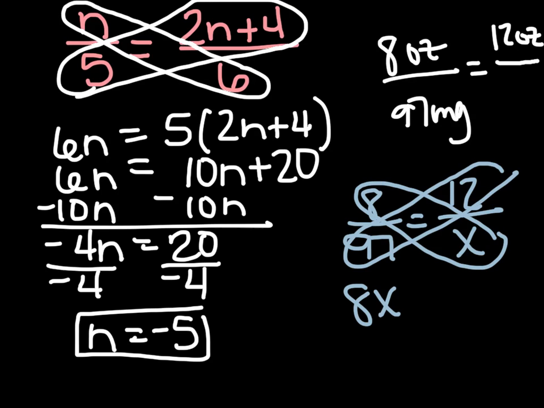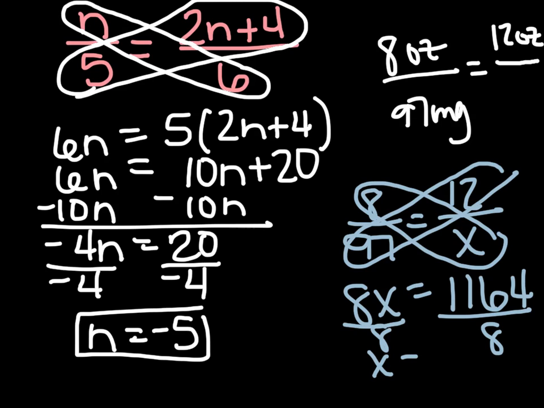So you get 8x is equal to 97 times 12, which is 1,164. Divide both sides by 8. And your can of 12 ounces of orange juice has 145.5 milligrams of vitamin C. All right, that's it for section 2.7.